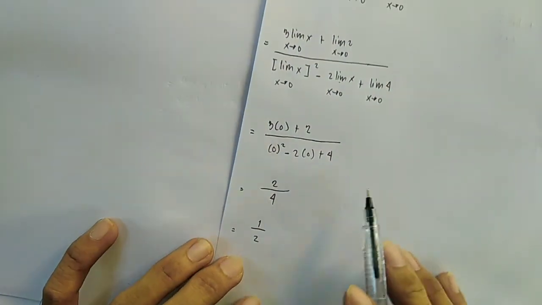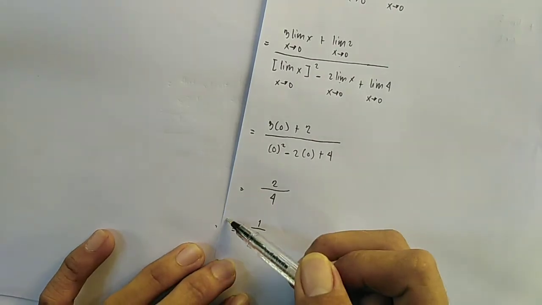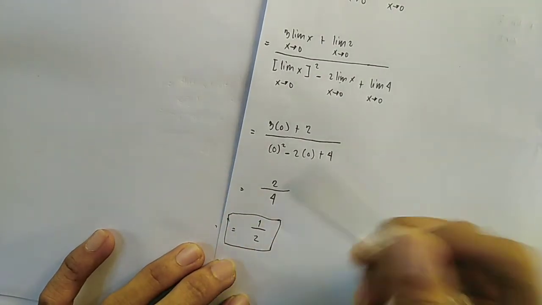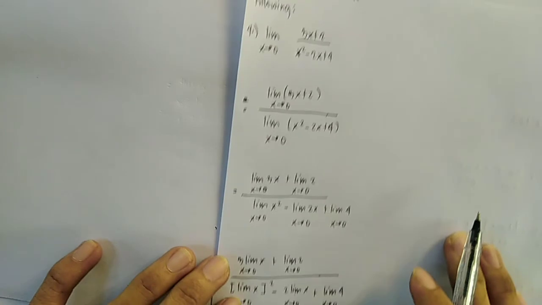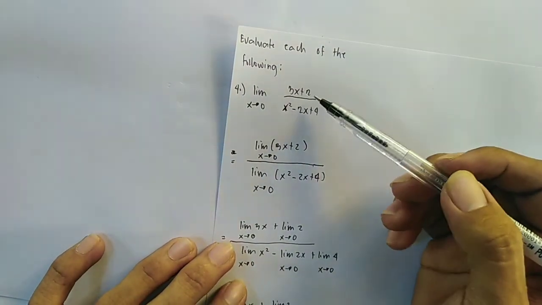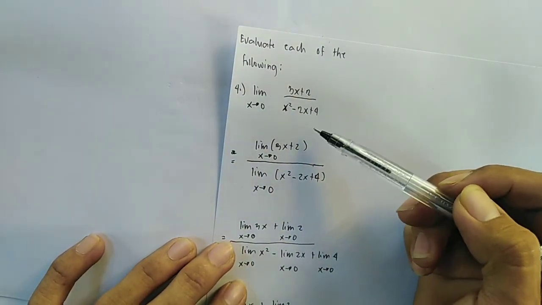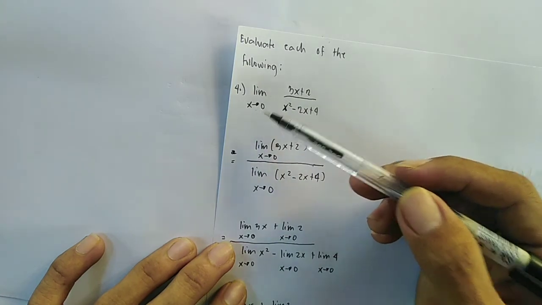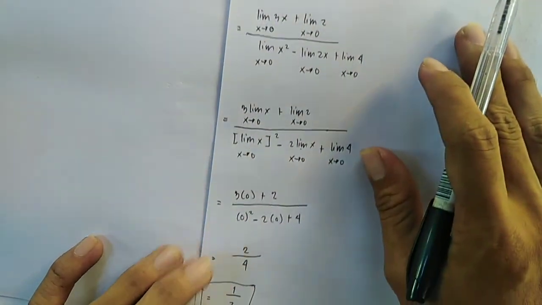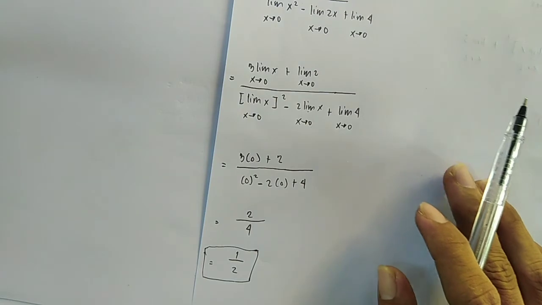Okay, so this is now the value of our limit as we evaluate the limit of the function defined by 3x plus 2 all over x squared minus 2x plus 4 as x approaches 0. So now this is our value. That's all for this video.